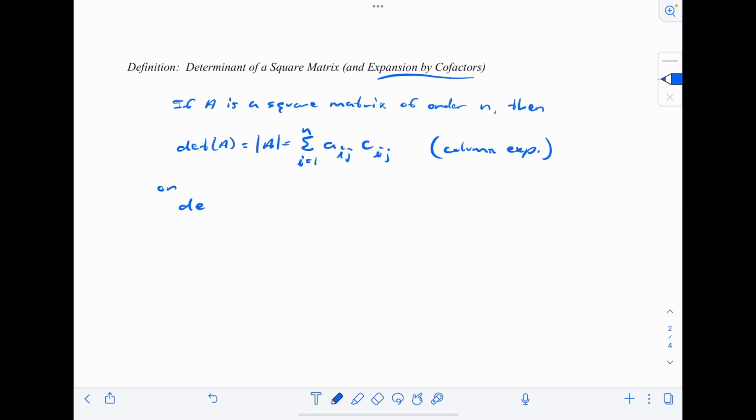So we could also write this as the determinant of A equals the sum of j equals 1 to n of a_ij c_ij. So obviously in this case, what we're really saying is that i is fixed based on the row that you pick, and then j is 1, 2, 3, 4, and so on until you've done every entry in that row. So this was a row expansion.